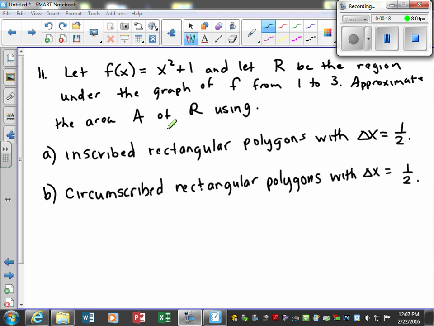Approximate the area of R using, for part A, we're going to do inscribed, which is going to be under the curve. So this one's going to be a little less than our actual. They tell us our delta x is 1/2. And then the second time we're going to go back and use our calculations using circumscribed, which is above the graph, of rectangular polygons. So let's see this example.